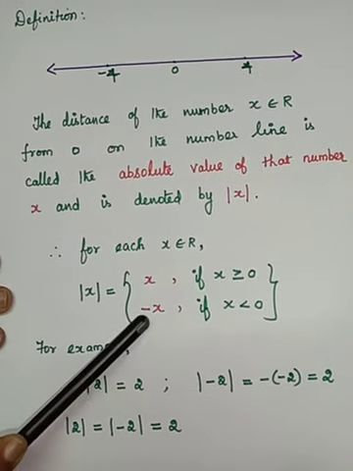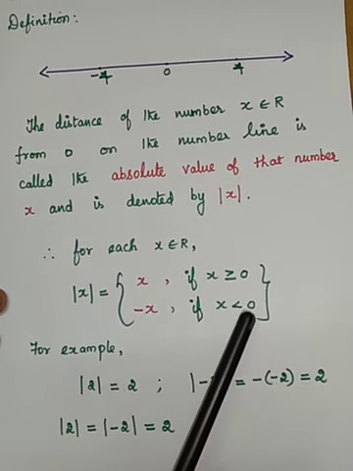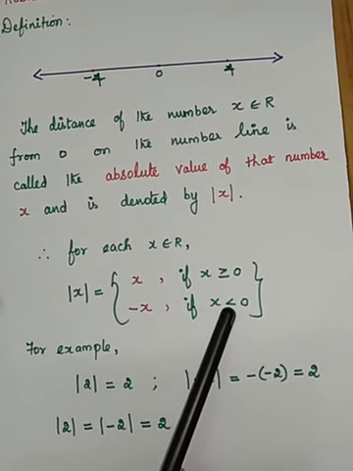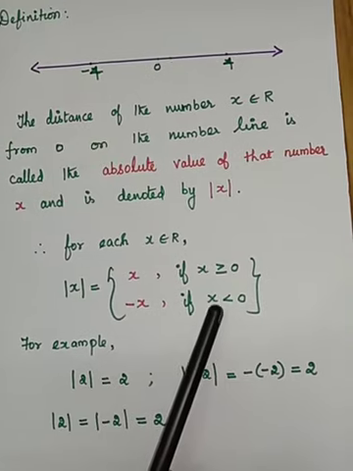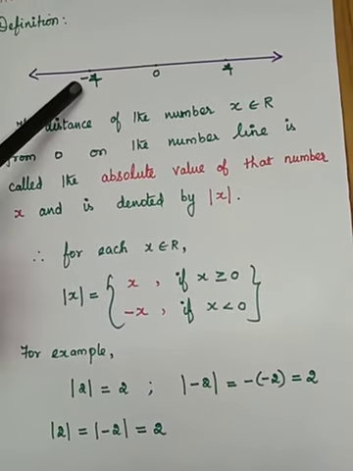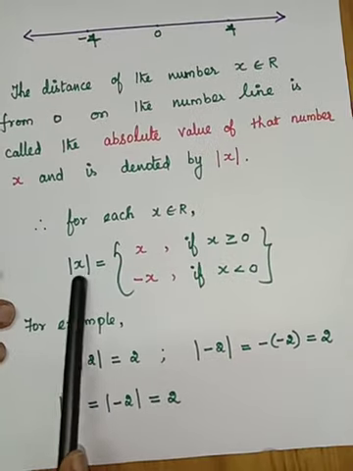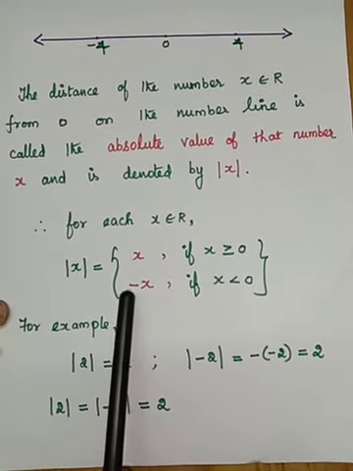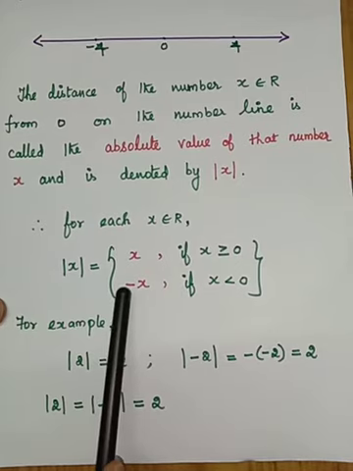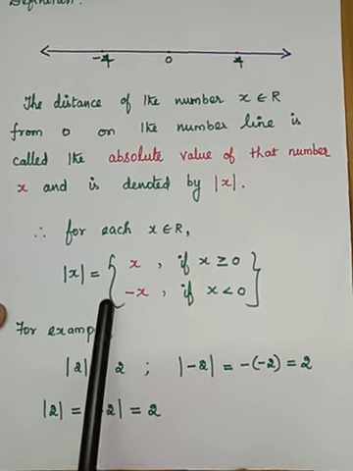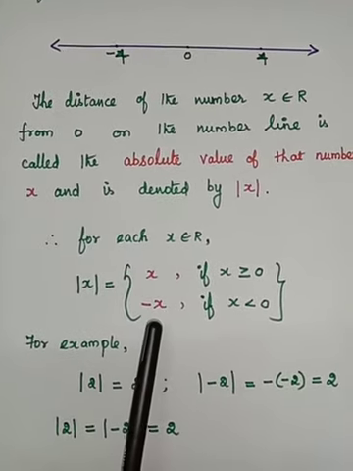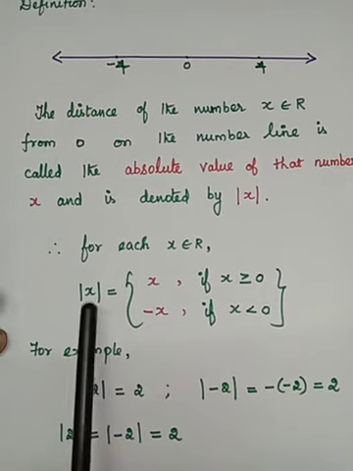You see this first. X is less than 0. X is less than 0 means x is negative. So, for example, I take minus 4. So, what is the x value now? Minus 4. So, what is asked? Modulus of x. So, how will you substitute here? Minus of minus 4. What is minus of minus 4? It is 4. So, the answer is positive.